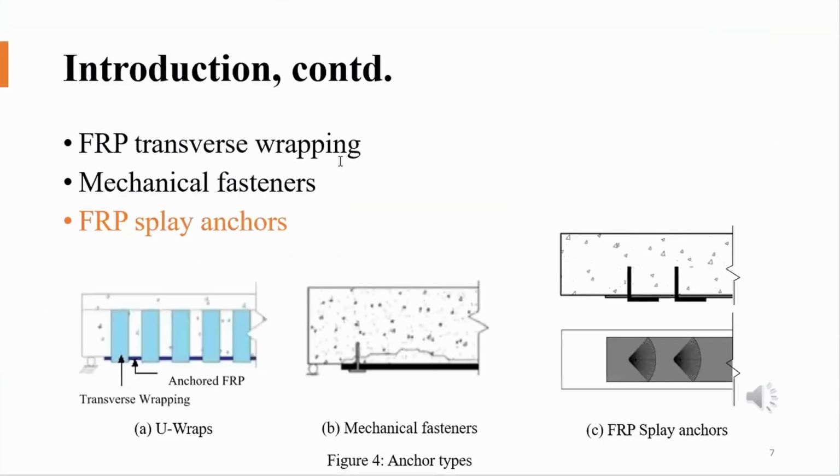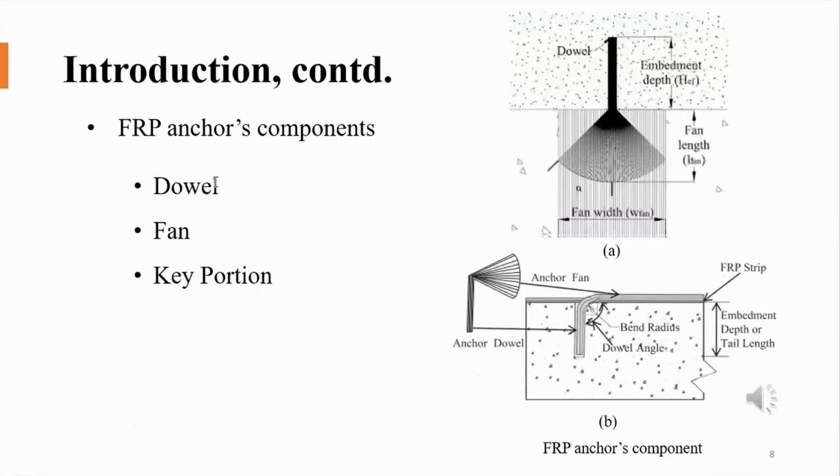Now, there are many types of anchorage. There are the FRP transverse shrouding, the mechanical fasteners, and the FRP splay anchors, which we used in our study. The FRP splay anchor consists of a dowel, which is the part that is inserted into the concrete, the fan, which is the part that is splayed on the CFRP sheet, and the key portion where the fan meets the dowel.